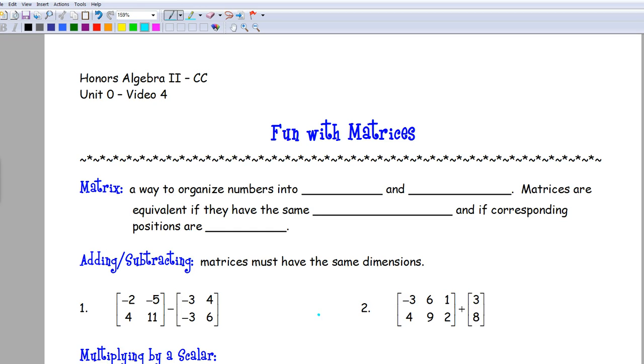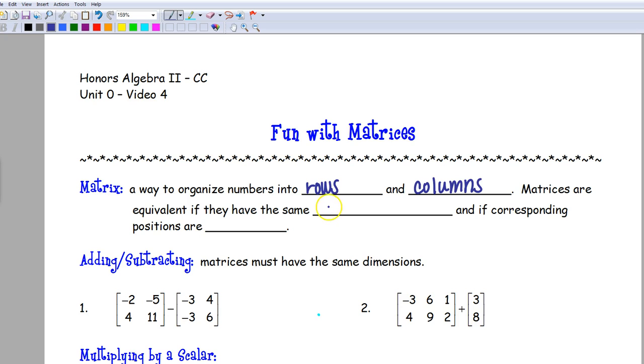This video is going to introduce you to some background information about matrices and how to use them on your calculator. So, for starters, what is a matrix? Well, a matrix is a way to organize numbers into rows and columns.